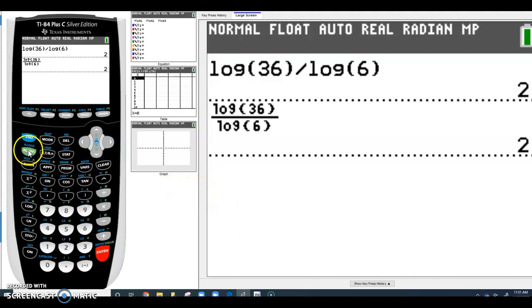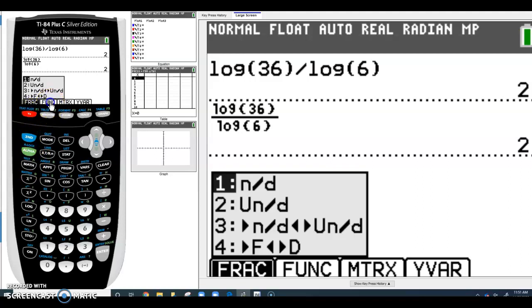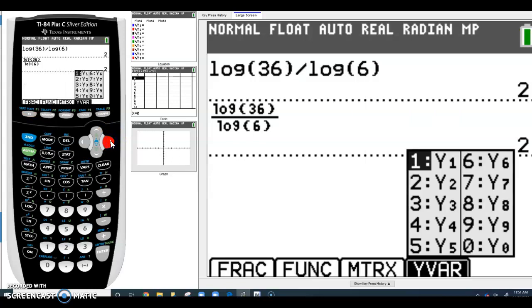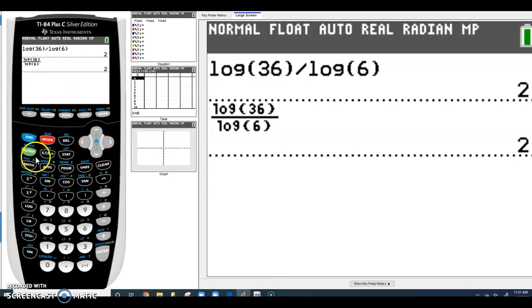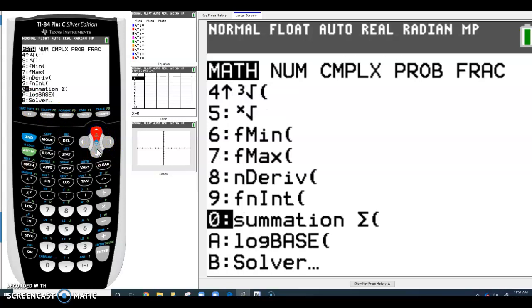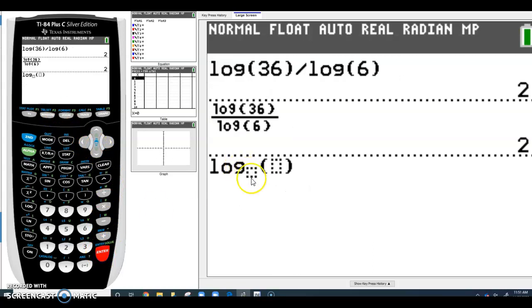There may be one more way to do it. I'm going to do a little testing out something here. Okay, let's go to quit. Let's go to math. Okay, right here, this one. Log base. There you go. Log base 6 of 36.